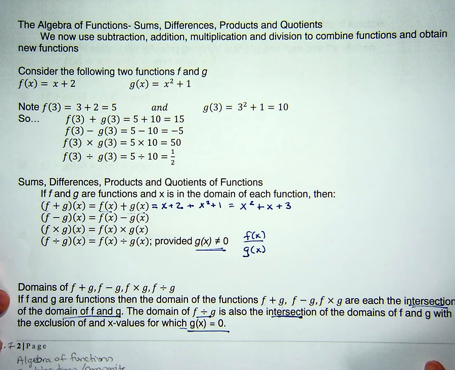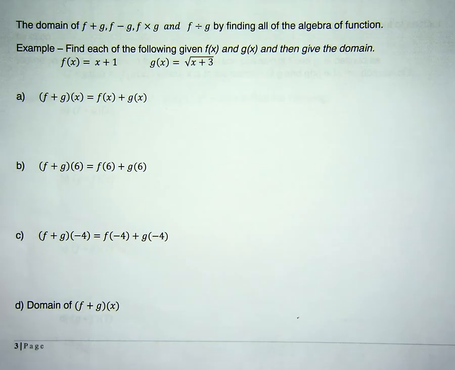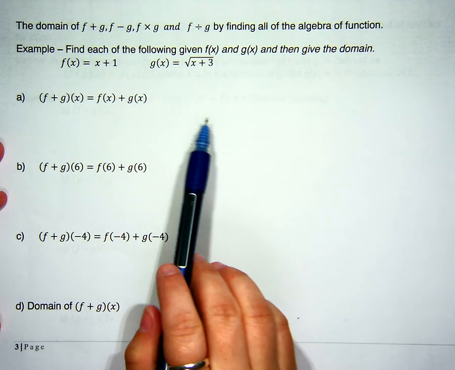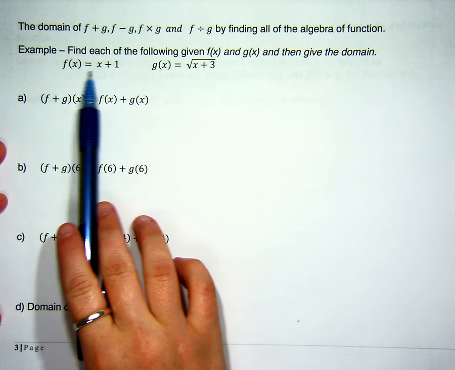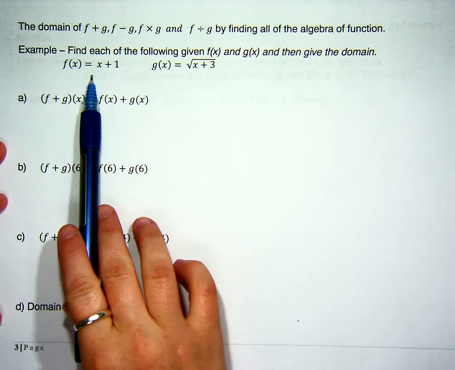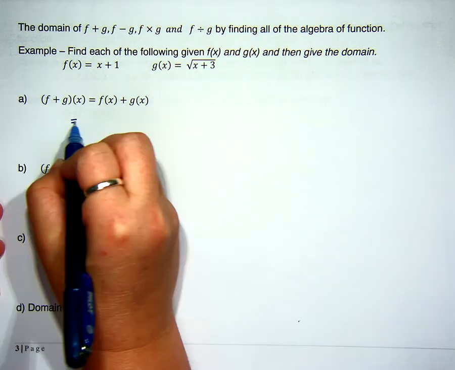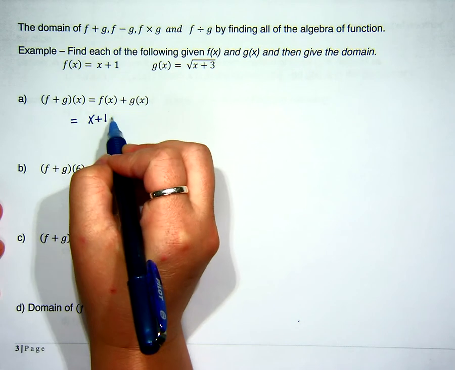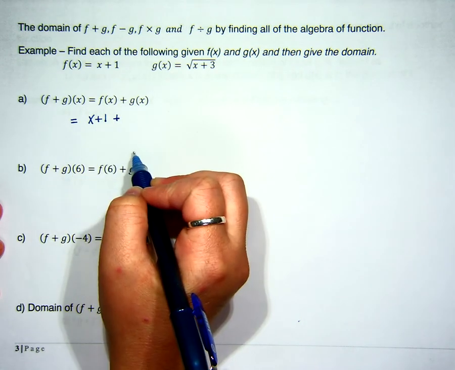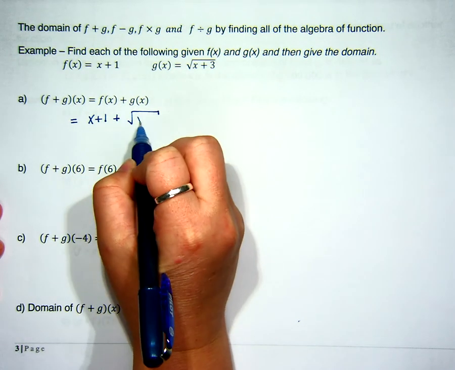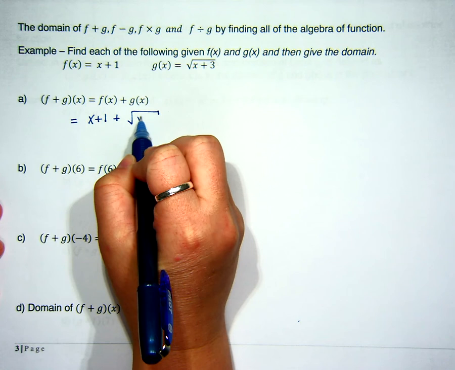Here we want to find each of the following. So here we go. We have f of x is x plus 1. We have g of x is the square root of x plus 3. So first I'd like to find f plus g of x. So I have f of x, bring your addition symbol down, and then g of x. Nothing can be combined, nothing is like, so we leave it as it is.